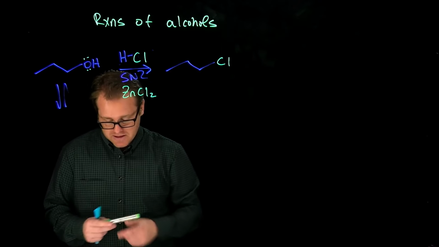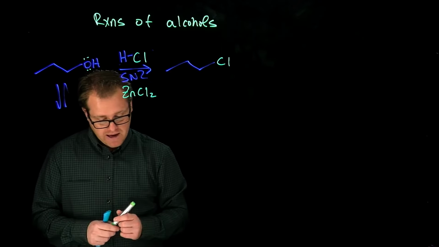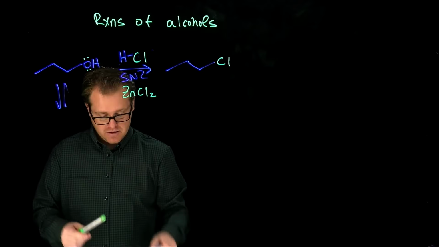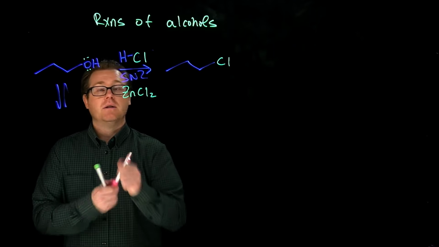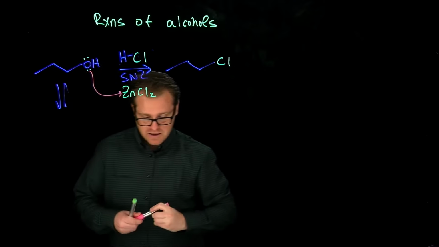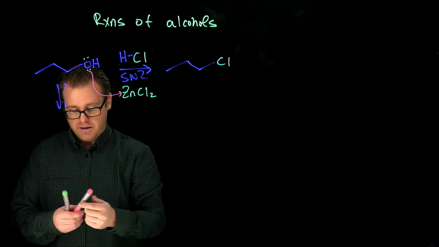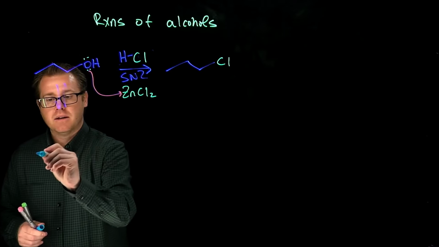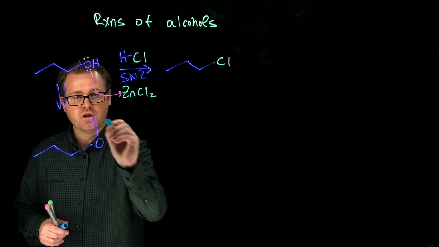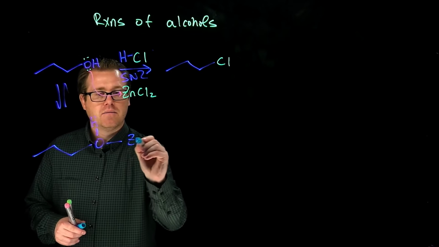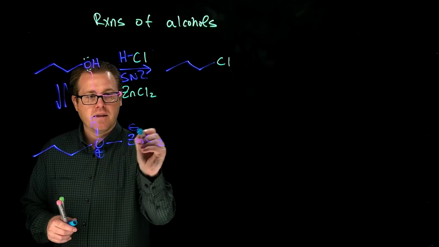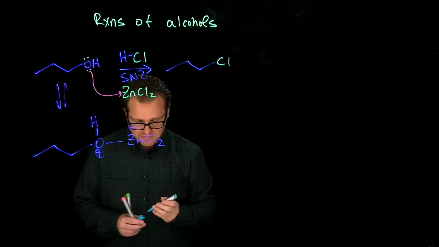So what happens here is that we're going to have a coordination here. The lone pairs on the alcohol are going to coordinate with the zinc chloride. And that's going to give us a species that looks like this. I'm going to draw the hydrogen over there. Zinc chloride right there, so that's positively charged, and that would be negatively charged.